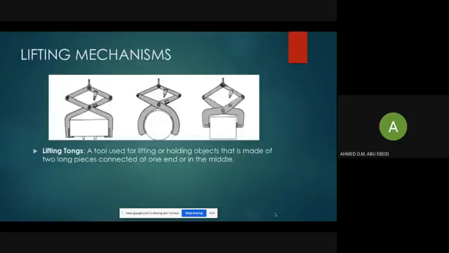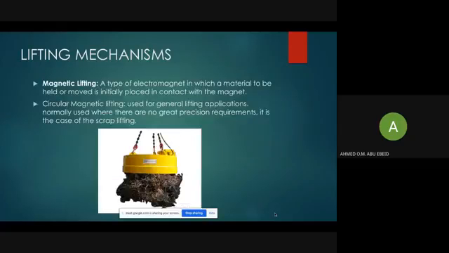Now, lifting mechanisms. Firstly, lifting tongs. What are they? It's a tool used for lifting or holding objects that is made of two long pieces connected at one end or in the middle. Then we have another type of lifting, which is magnetic lifting. It's a type of electromagnetic lifting in which a material to be held or moved is initially placed in contact with a magnet.